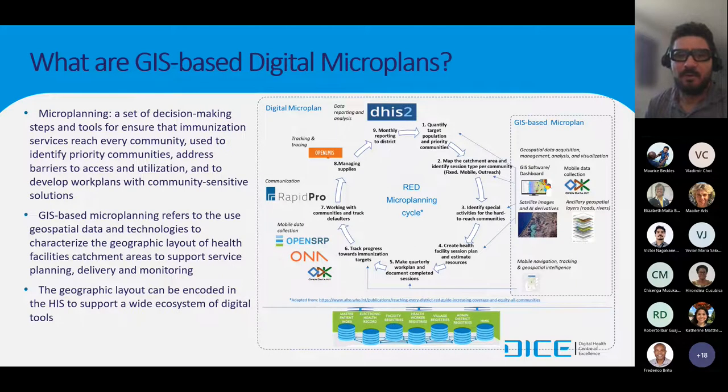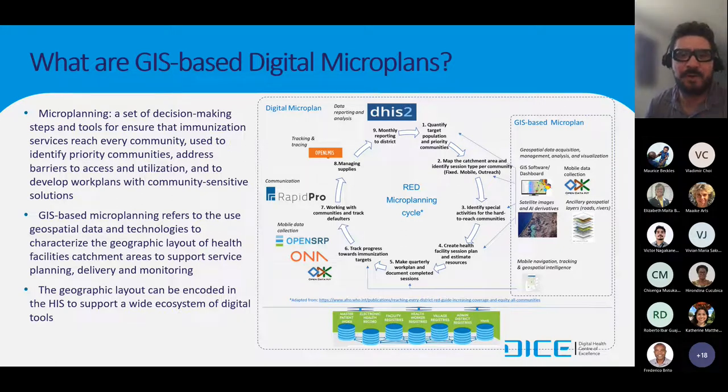So one of the core areas of support in the context of COVAX has been the use of GIS for immunization microplanning, which is recognized as a potential game-changing application of geospatial solutions to support COVID-19, and in particular to support the identification of target populations and the optimization of vaccine service delivery.